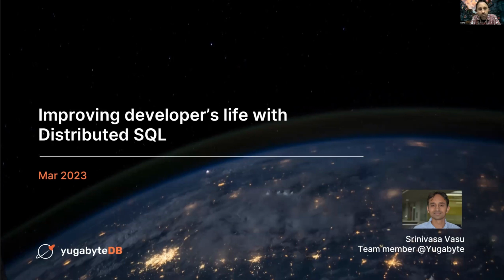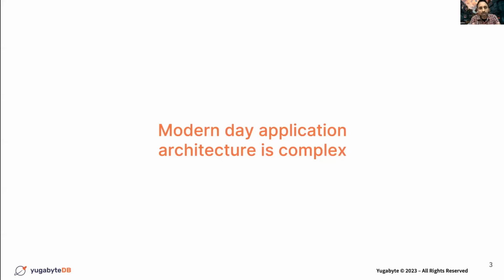The way I'm going to do this session is I'll run through a practical demonstration of building a cloud native application from scratch. Before we do so, let's try to understand the ecosystem itself. As you know, modern day application architecture is complex. I'm not saying that we did not have this challenge in the past.